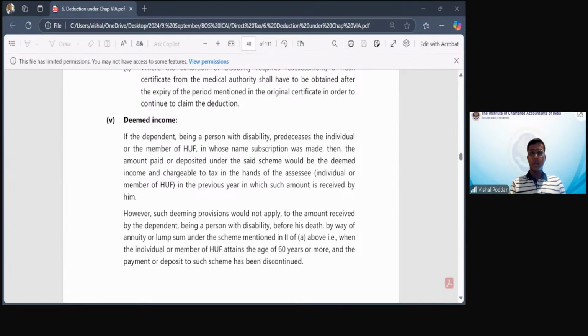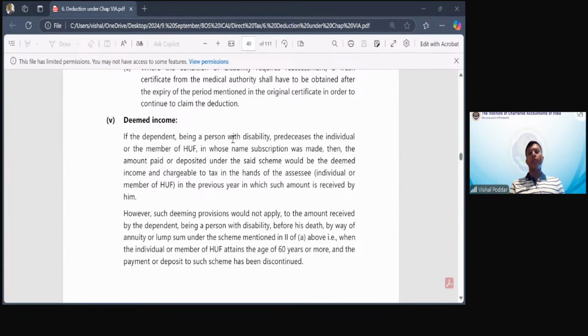Now what it says in this particular point, deemed income, it says that the person who is disabled, let us say out of this list of family members, let us say the brother is disabled and the brother passes away. Now you made two types of payment for getting the deduction, either the medical treatment or a special insurance policy. Now if you have taken a special insurance policy, in that case, if this particular person who is disabled passes away, obviously the policy amount will come to you. In that case, it will be taxable in your hands. So that is what is deemed income.